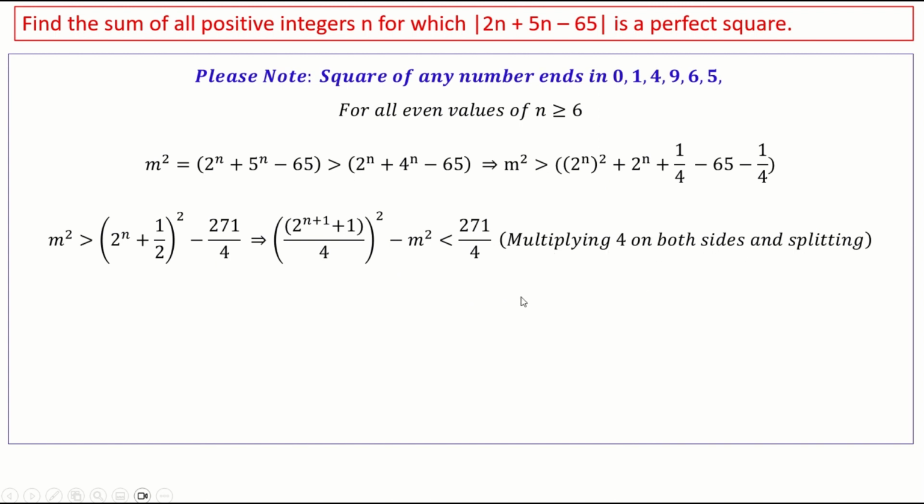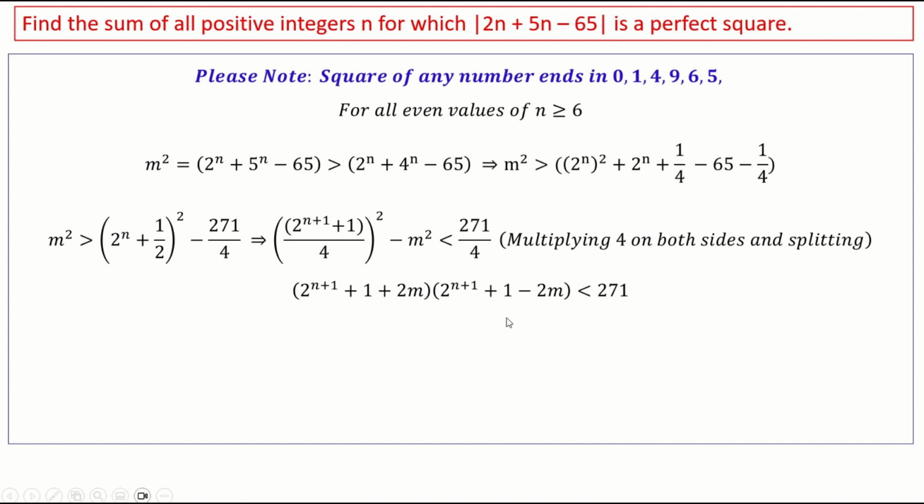Multiplying by 4 on both sides and splitting, because this is in a square minus b square form, what you will get is 2 power n plus 1 plus 1 plus 2m, into 2 power n plus 1 plus 1 minus 2m, which is less than 271.